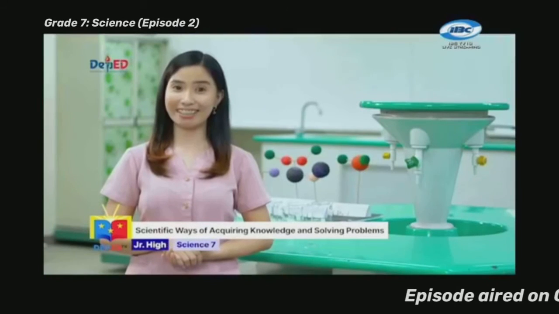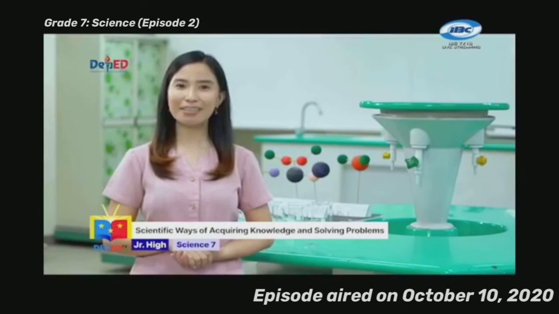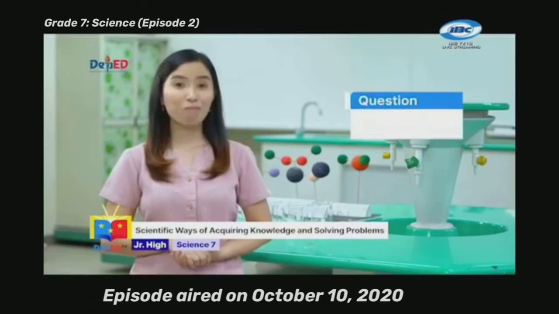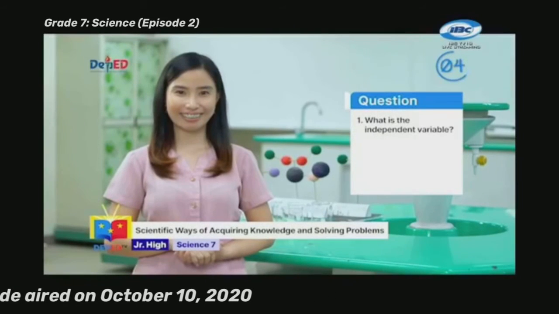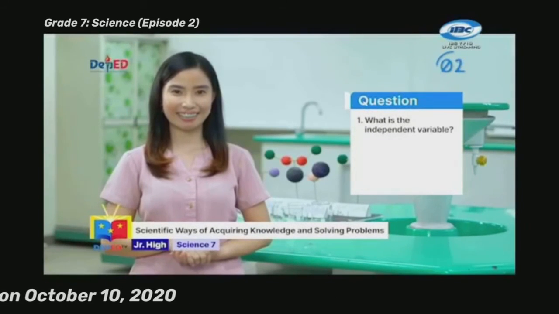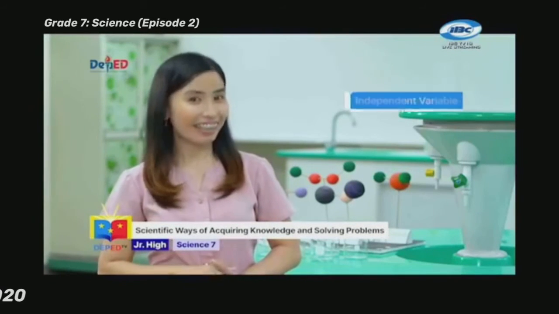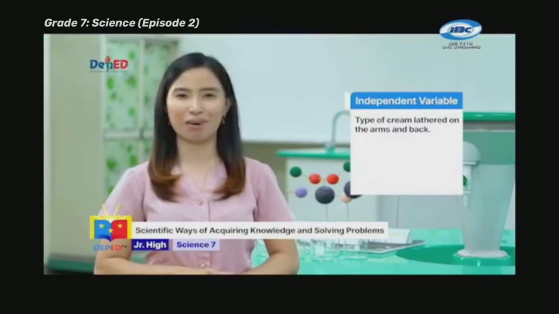From the short story, let us answer these questions. Write your answer in a separate sheet of paper. What is the independent variable? Very good! The independent variable is the type of cream lathered in arms and back.